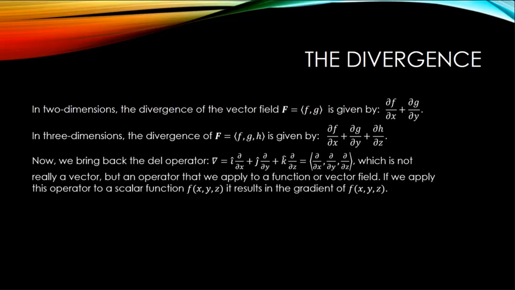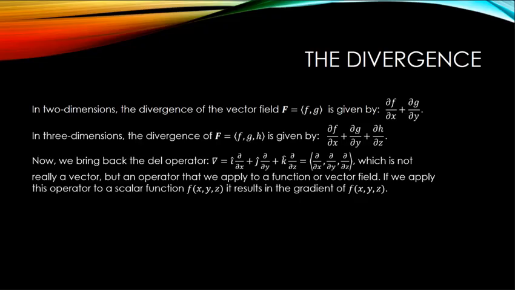Now we bring back my del operator. Remember that del is given by the partial derivative with respect to x in the i hat direction, the partial derivative with respect to y in the j hat direction, and the partial derivative with respect to z in the k hat direction, which I can write in component form as the partial derivative with respect to x, the partial derivative with respect to y, the partial derivative with respect to z. I write this as a vector, although it's not exactly a vector. But as an operator, we can apply this to either a scalar valued function or a vector field.